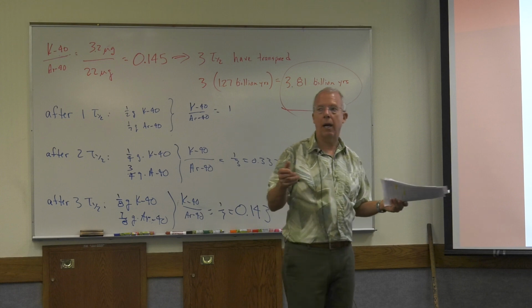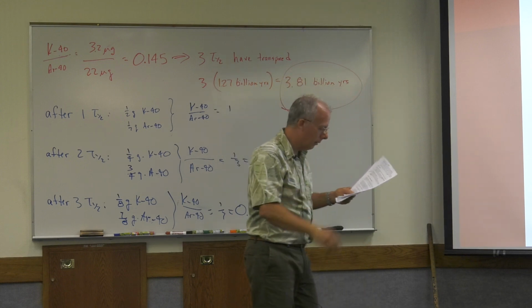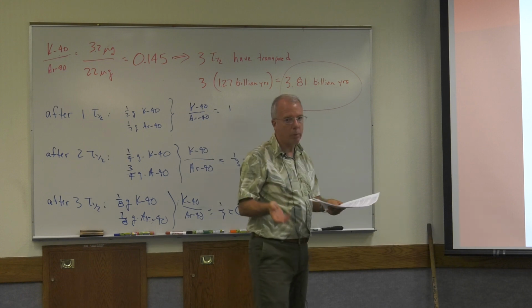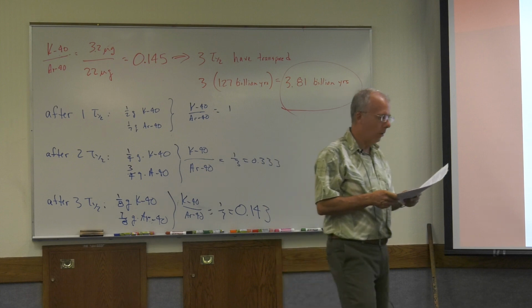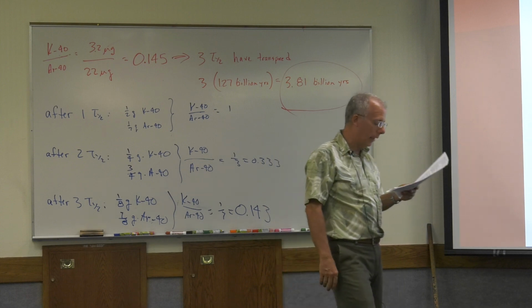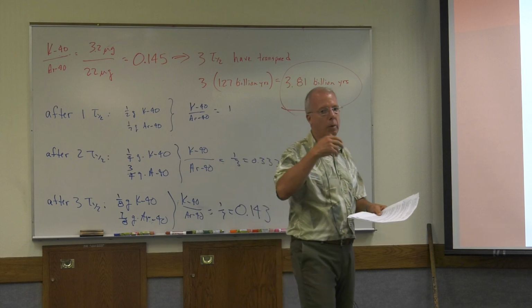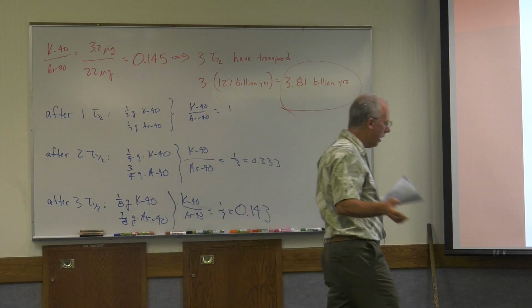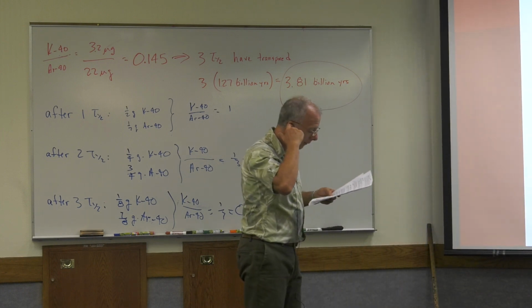What's argon-40? I wish I had a chart of the elements, but I don't. Okay, argon-40 is a noble gas. That just means it doesn't combine with anything, right? And so it's highly, highly unlikely that it would be condensed in the solar nebula to form the meteorites. So it's a good assumption, right? This is a good assumption.